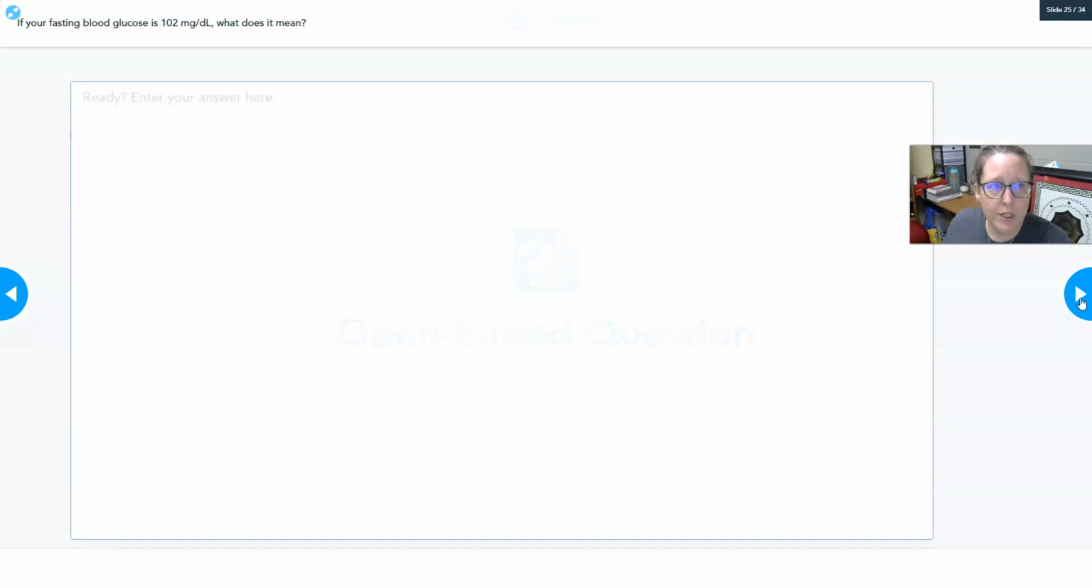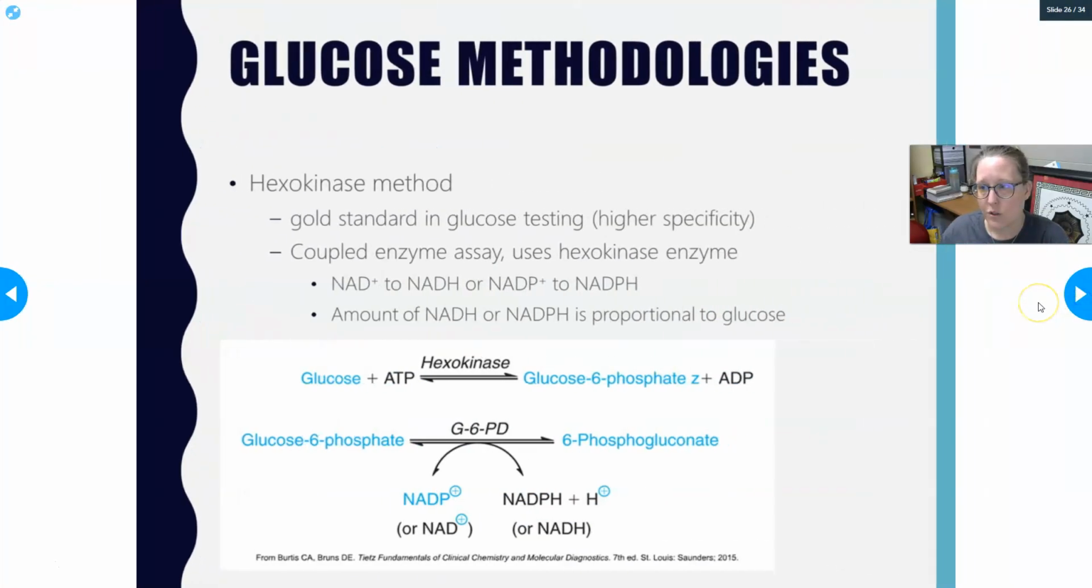So one question here: if your fasting blood glucose is 102, what does it mean? Are you diabetic? Are you not diabetic? It's higher than normal because 100 is the top of normal. So what do you think? If you're not sure, go back. We talked about it a little bit earlier. So let's keep going with the glucose methodologies.